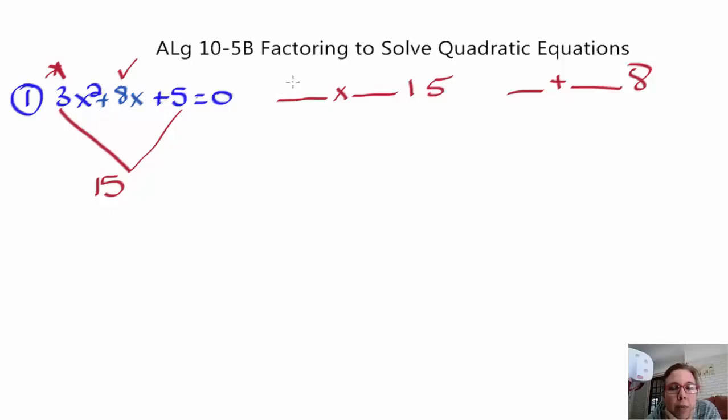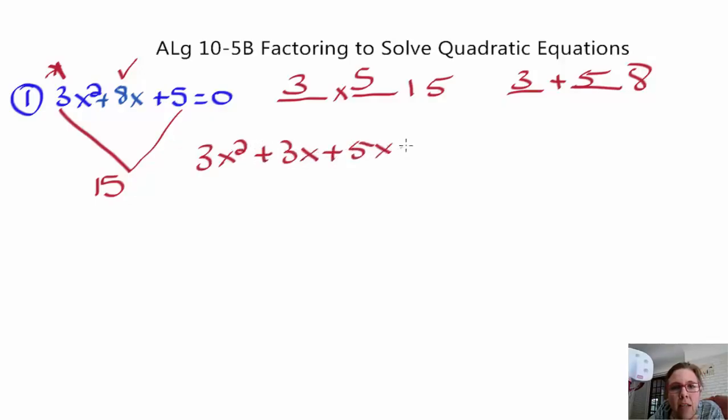Okay, so since these are both plus, that makes our life a little easier. 3 times 5 equals 15. 3 plus 5 equals 8. So we have 3x squared plus 3x plus 5x plus 5 equals 0. You're plugging the two numbers in for that 8x.